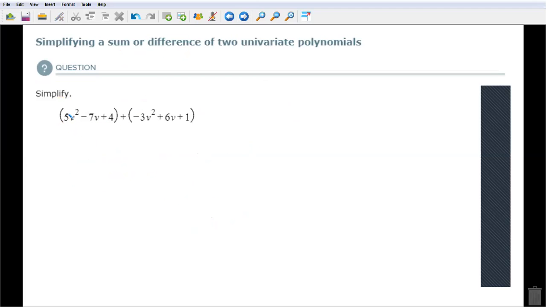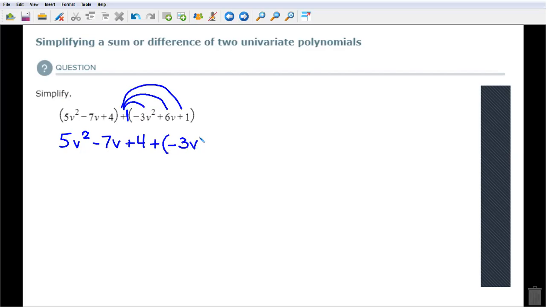Here's another one, very similar. Once again, we've got a +1 here. So all we have to do is drop the parentheses for the first one. And then for the second one, we are going to distribute this +1. When we distribute a +1 here, again, nothing changes.